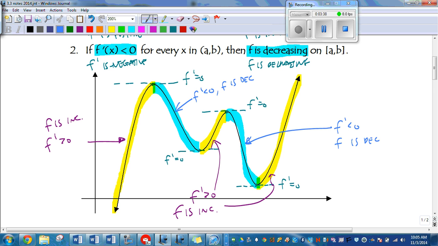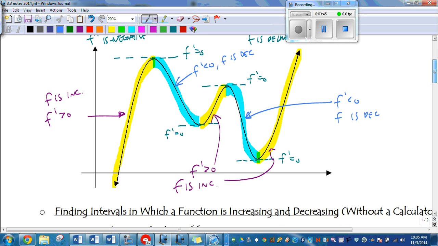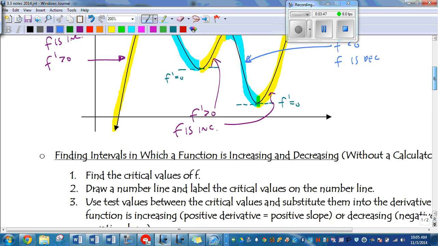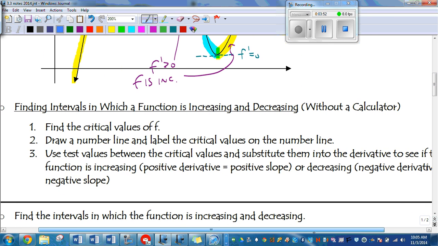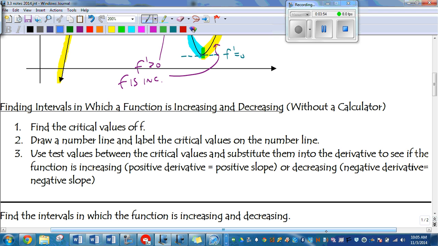Right, so that's easy to see with the graph, okay? It's increasing, decreasing, and you did that a little bit in pre-calc before, but today we're going to look at how to do it without looking at that graph, without necessarily having a graphing calculator. So there's 3 kind of steps to do this. First, we're going to find the critical values, which we've been working on for a while. Then we're going to draw a number line and label the critical values on the number line, and then test some values between the critical values and substitute them into the derivative to see if the function is increasing.